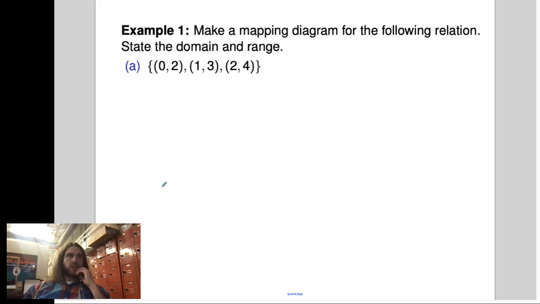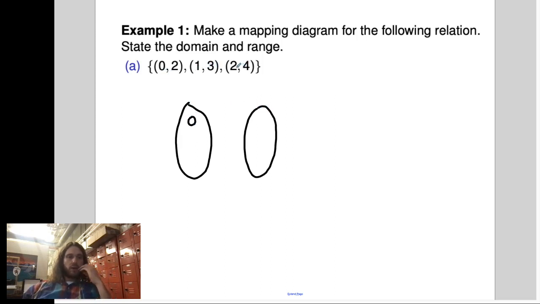It turns out, though, we're making a mapping first, sorry. To create a mapping, it's actually really simple. You draw two ovally shapes here, and you write all the possible x values. I'm going to do them in numerical order. That just makes most sense to me. So I'll do 0, 1, 2. This is our domain. The domain is written on the left.